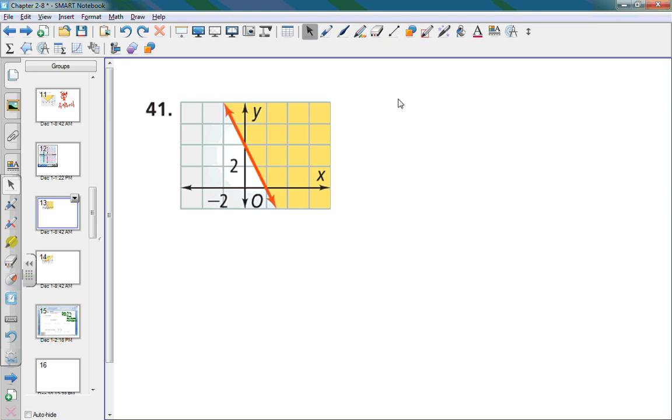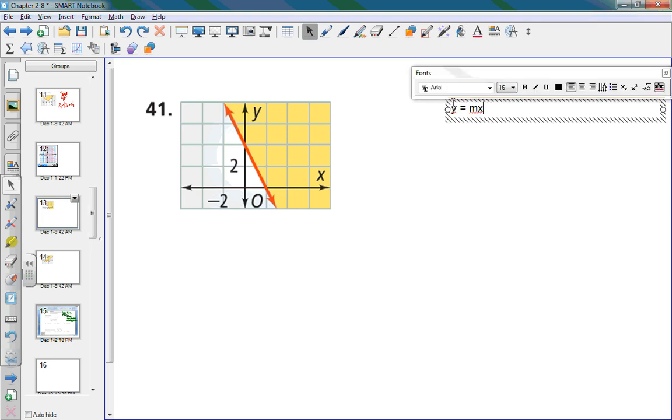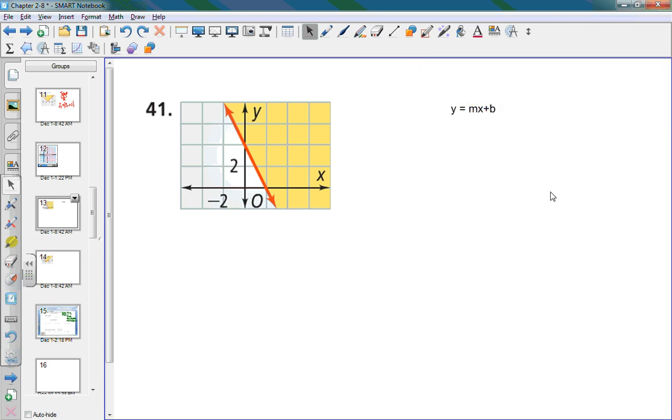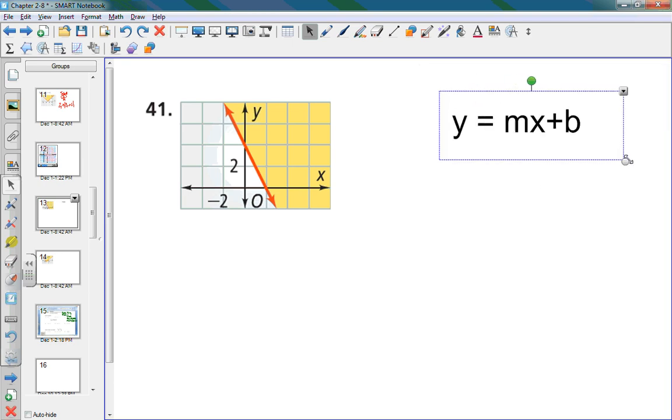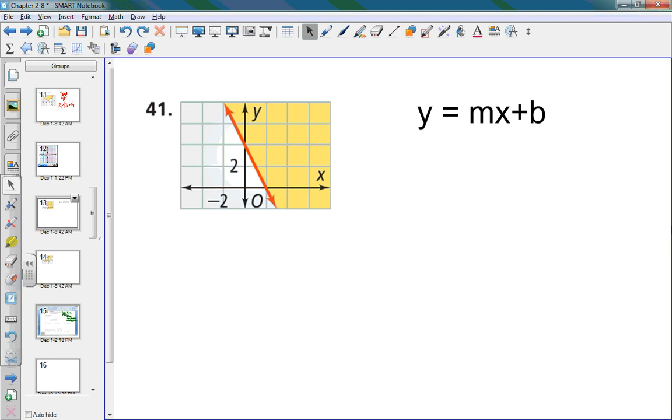So how do I come up with the equation of a line? What is the equation of a line? Y equals mx plus b is the correct answer there. So if that's y equals mx plus b, what I need to do is I need to find m and I need to find b. So how do I go about finding which one, and which one do I find first?